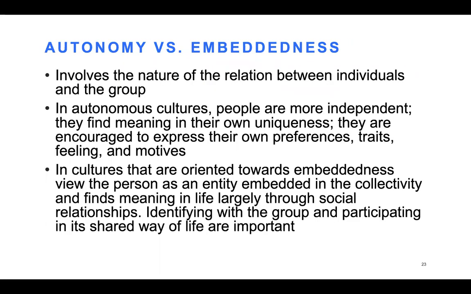First, autonomy versus embeddedness. This issue involves the nature of the relation between individuals and the group. In autonomous cultures, people are more independent, they find meaning in their own uniqueness, they're encouraged to express their own preferences, traits, feelings, and motives. In contrast, cultures that are oriented toward embeddedness view the culture as an entity embedded in the collectivity and find meaning in life largely through social relationships.